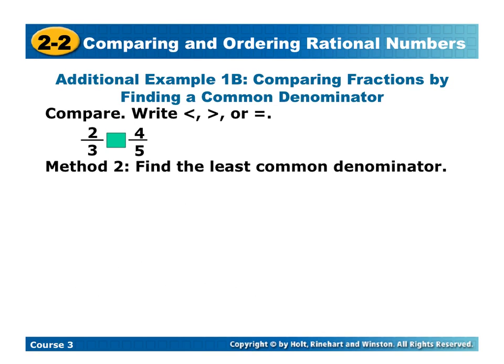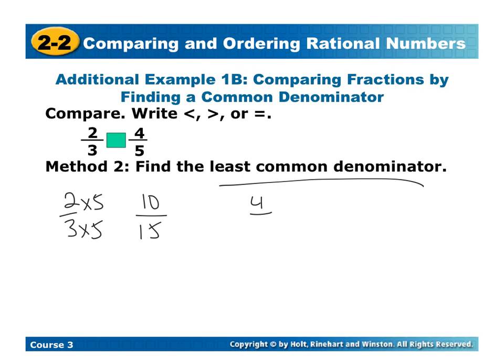Alright, now it's your turn. Why don't you go ahead and find a common denominator and try this one out. So we're looking at the least common denominator if we can, although in this case, because it's 3 and 5, it's going to work the same way either way. So I'm going to multiply each by 5. 2 times 5 is 10, 3 times 5 is 15. 4 fifths, I'm going to multiply each by 3, and I'm going to get 12 fifteenths. So in this case, 10 fifteenths is less than 12 fifteenths, because 10 is less than 12. So 2/3 is less than 4 fifths.